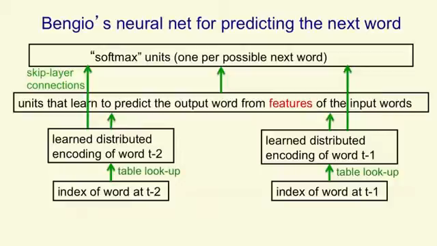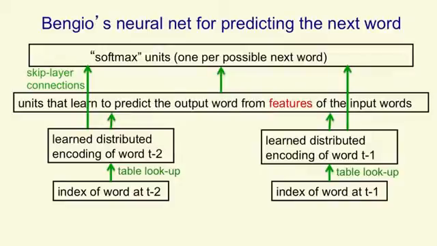One extra refinement that makes it work better is to use skip layer connections that go straight from the input words to the output words, because the individual input words are individually quite informative about what the output word might be. Bengio's model was actually slightly worse than trigrams at predicting the next word, but it was in the same ballpark, and if you combined it with trigrams, it improved things.